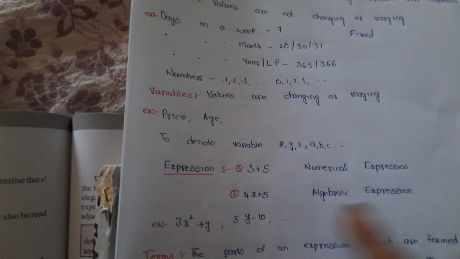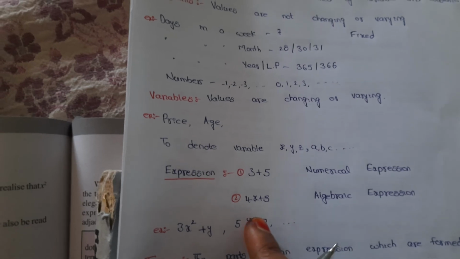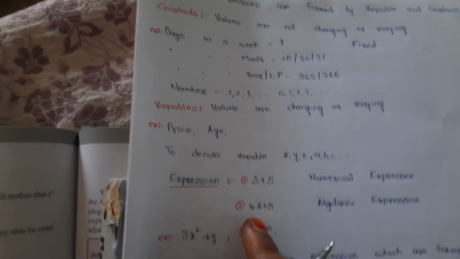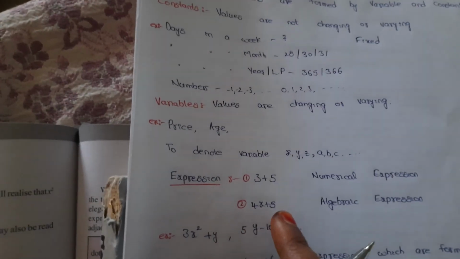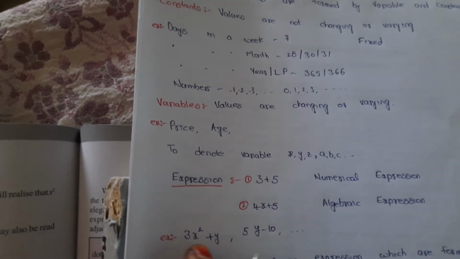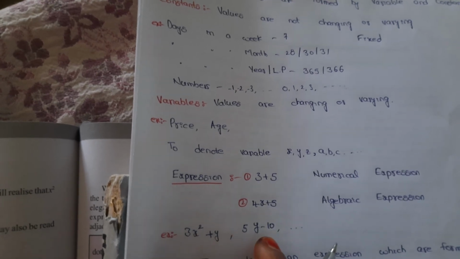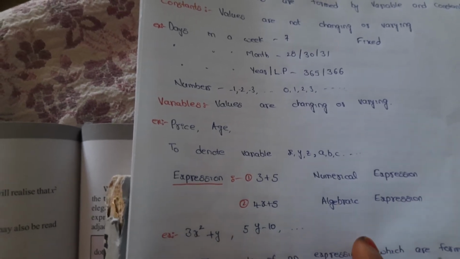If we are forming an expression by using the variables and the constants, then it is called an algebraic expression. For example, 4x plus 5 is an algebraic expression. And some other examples are 3x square plus y, 5y minus 10. Like this we can form expressions.